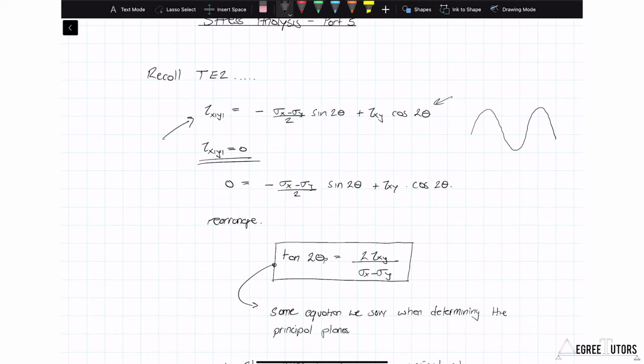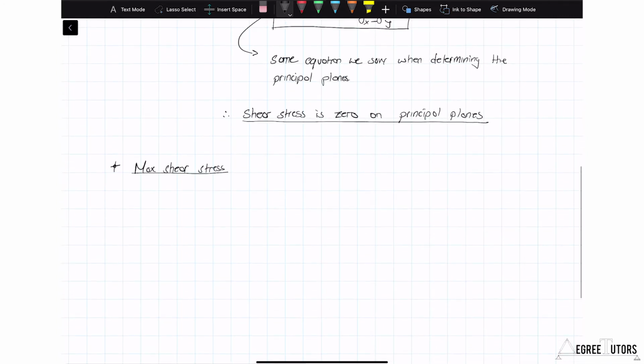If we set the slope equal to 0, what we're actually doing is identifying the point where we have a local max or a local min. So we're going to do the exact same thing here. We're going to start by differentiating with respect to theta. So d tau x1 y1 by d theta. So that's going to equal the following.